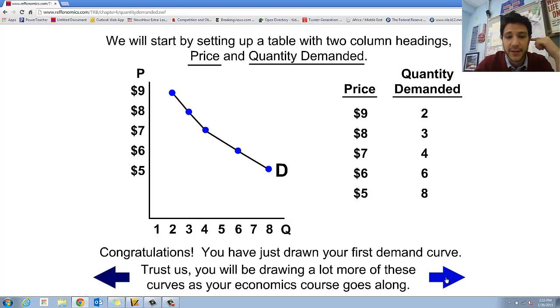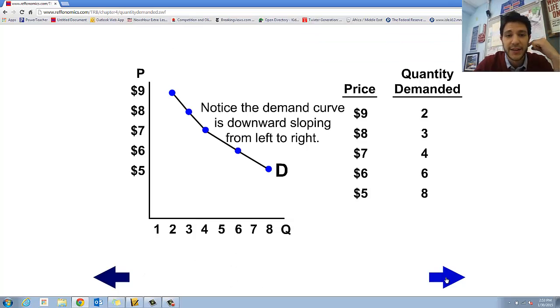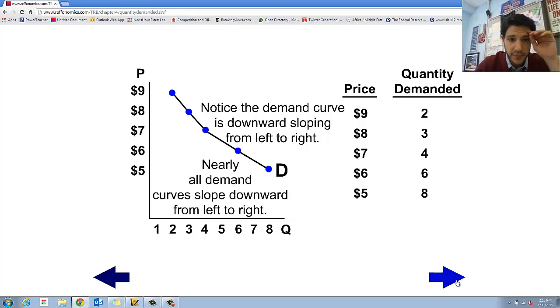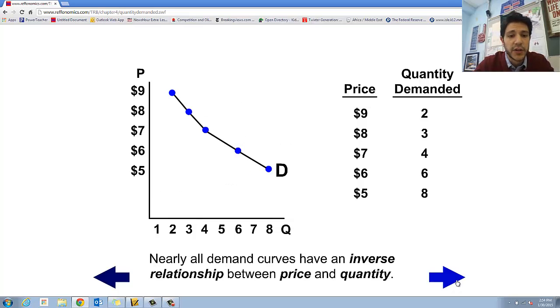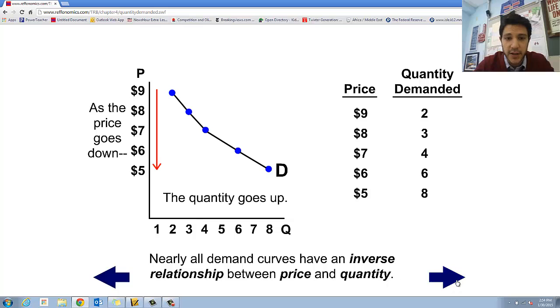You'll be drawing a lot of these, so make sure you stick with this. I promise, we will not let you down. It's downward sloping from left to right. Again, left to right, it goes down. Nearly all demand curves slope downward from left to right. We're not going to get into the ones that don't, but nearly all of them do this. So nearly all demand curves have an inverse relationship between price and quantity. As price goes down, quantity goes up. You guys see that? And then vice versa.